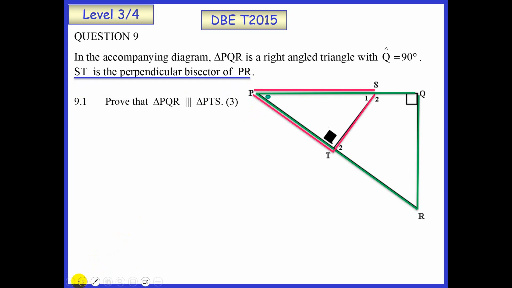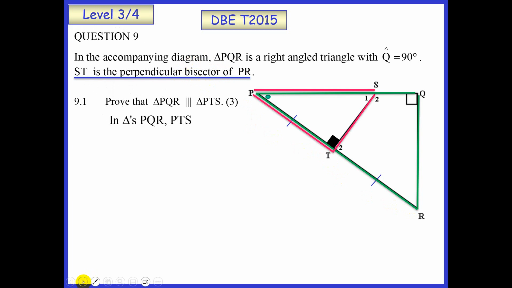And then remember it was a perpendicular bisector, which I'm going to mark now. T1 is 90 from the statement, T2 is 90, and also PT is equal to TR as the side is being bisected. So let's put it together now.